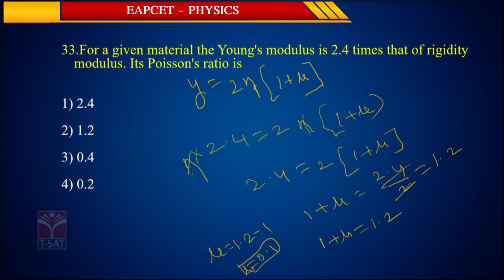That is, in the Young's modulus place we substituted eta into 2.4 is equal to 2 eta into 1 plus mu. Eta cancelled, what is left? 2.4 is equal to 2 into 1 plus mu. Therefore 1 plus mu is equal to 2.4 by 2, that is 1.2. Therefore mu is equal to 1.2 minus 1, that is 0.2. Yes or no? 1.2 minus 1 is 0.2. That is the fourth option. Check your answer.